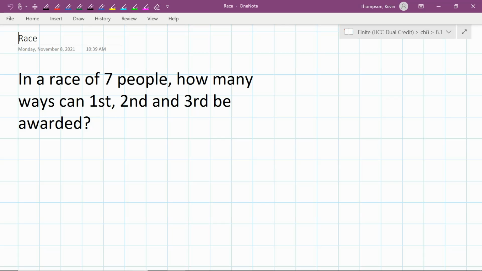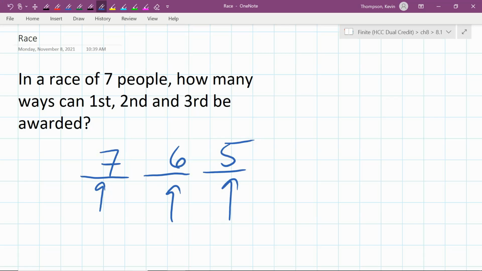And would this be an example of multiply or add? It would be multiply. So 7, 6, 5. We have 7 ways to do first place, 6 ways to do second, 5 ways to do third. 210? 210 ways.